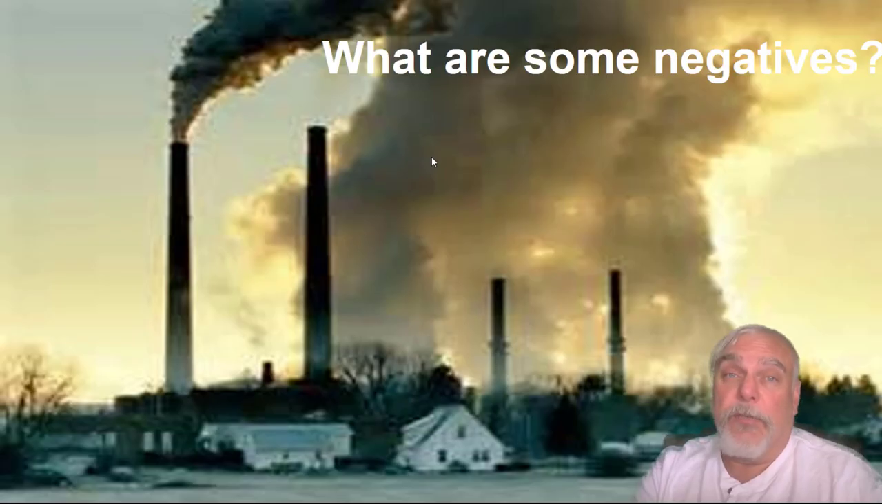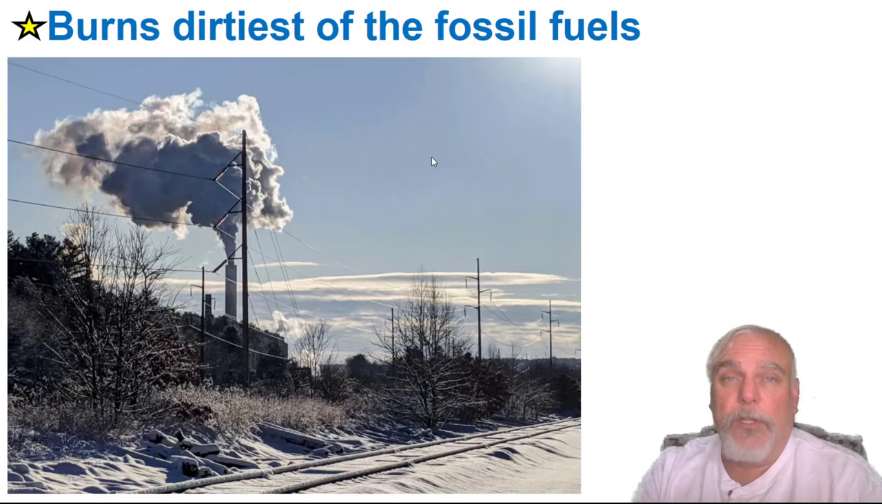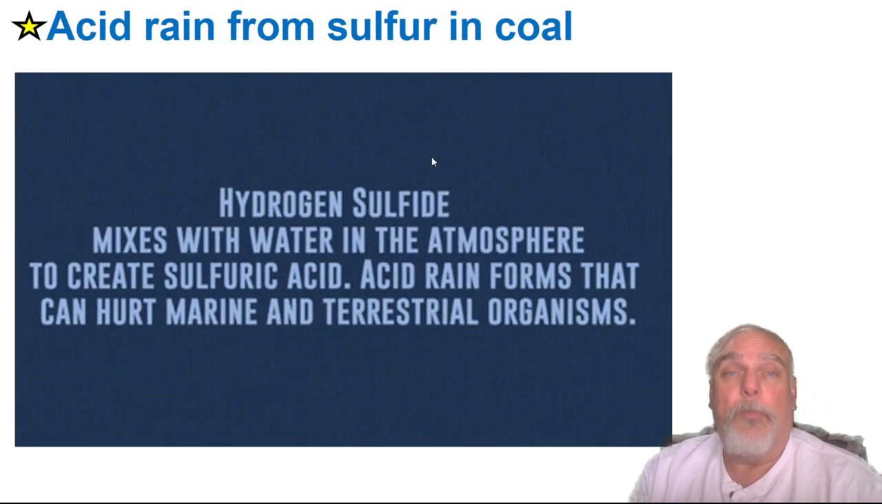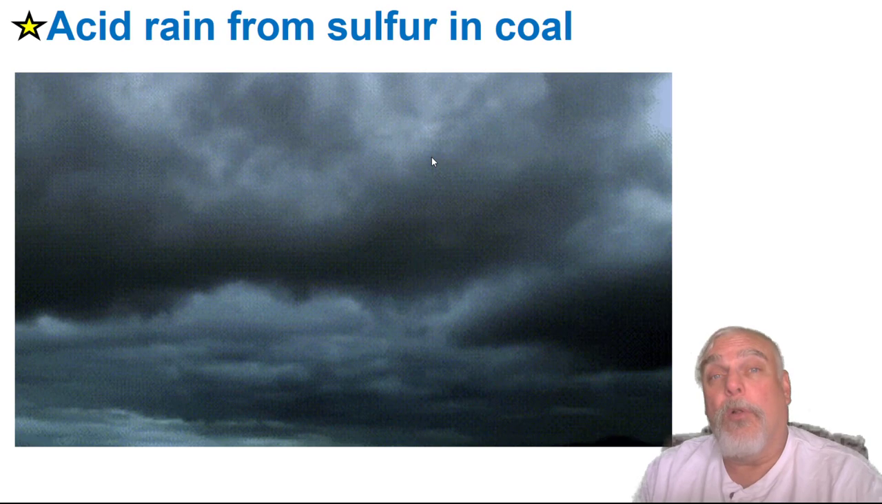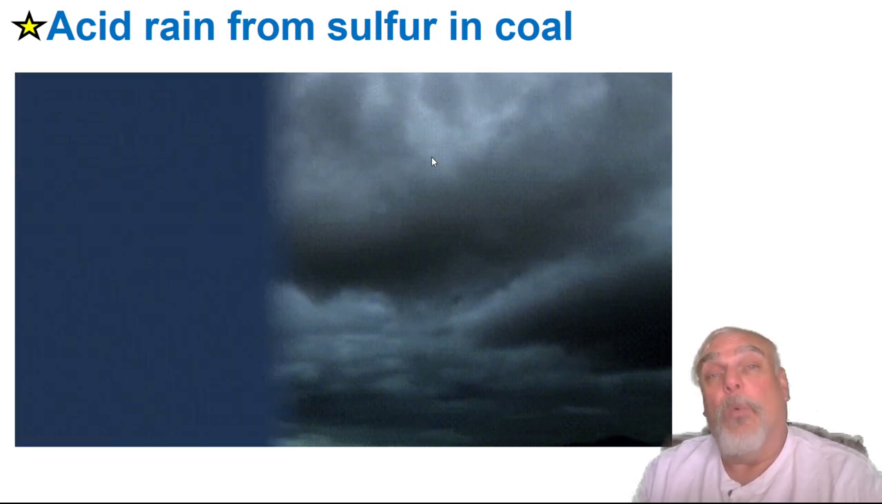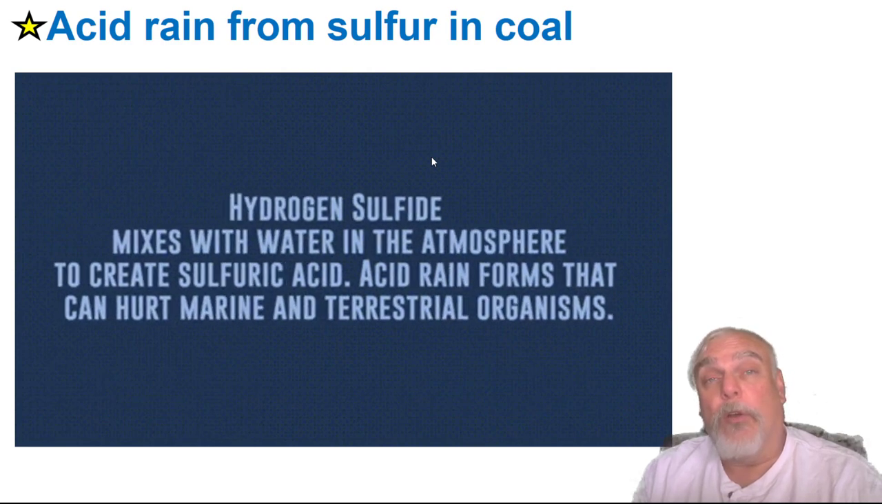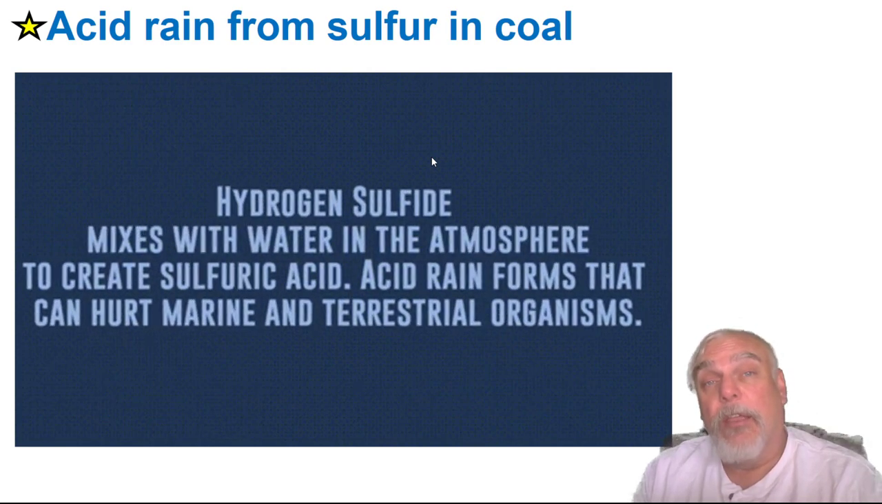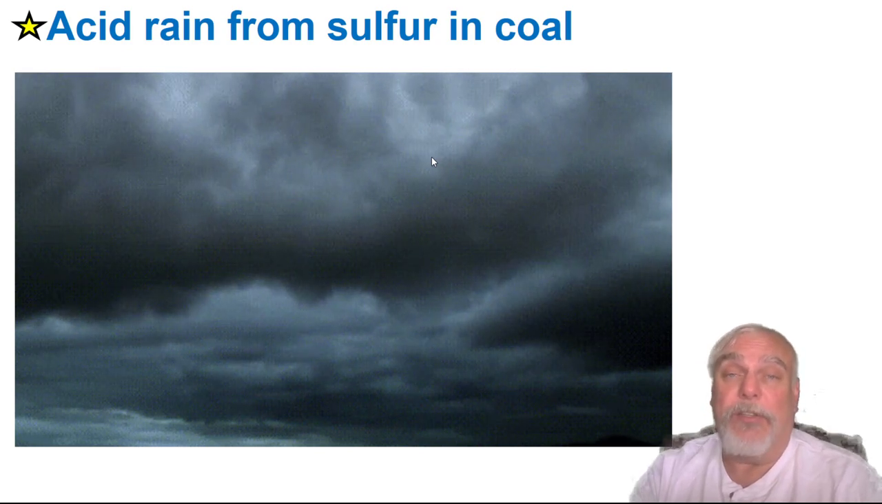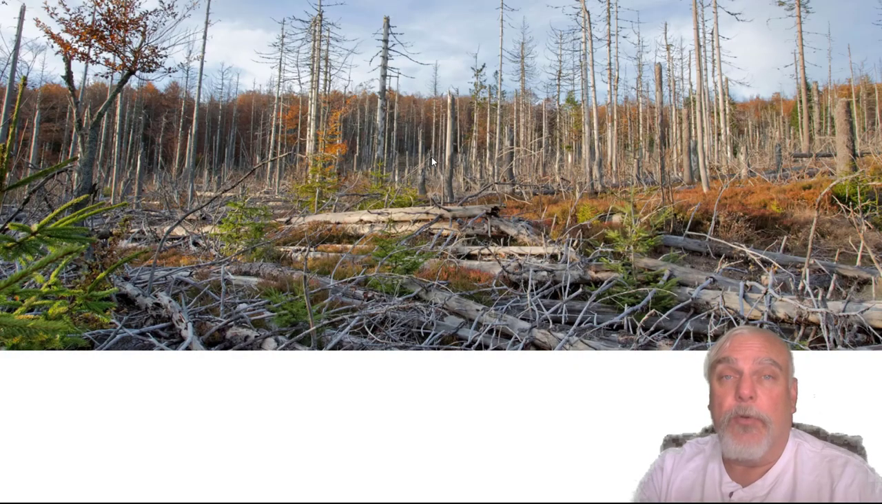However, now we get to the negatives. Negatives of coal, pretty big. Coal is considered to be the dirtiest burning of the fossil fuels that are commonly used to produce electricity. One of the big issues with burning coal is that if you have high sulfur coal, when you burn that coal, that sulfur will get up in the atmosphere. When the sulfur reacts with water in the atmosphere, it can make acid, and that acid can come down as what's called acid rain. Acid rain has been shown to damage plant life.